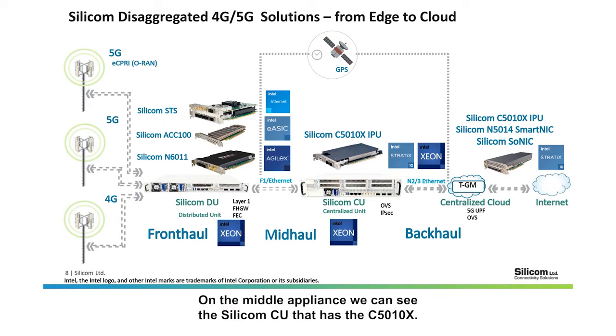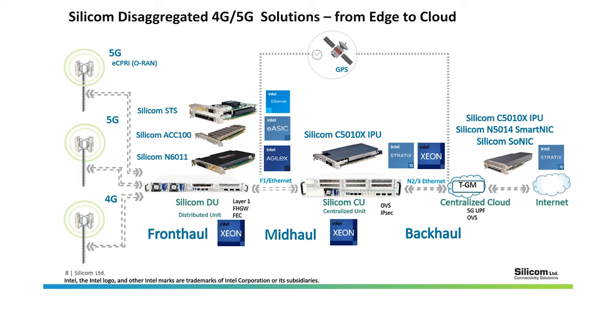On the middle appliance, we can see the Silicom CU that has the C5010X. This card provides connectivity and also acceleration for different types of workloads, including IPsec and OVS offloading. On the right-hand side, we can see the network core. Over here, we provide the C5010X, and this one functions as a UPF acceleration. It means that we are able to accelerate the user plane function within the 5G core.